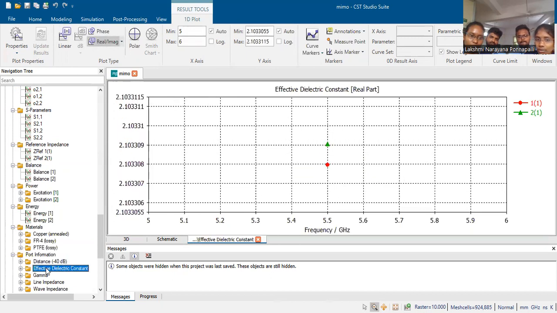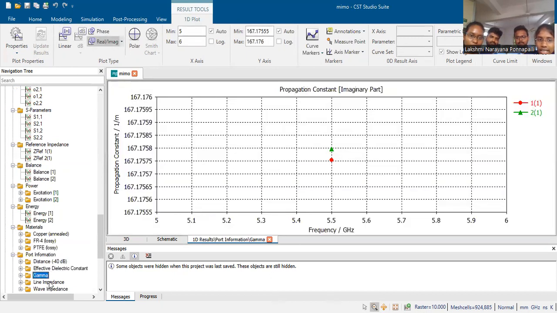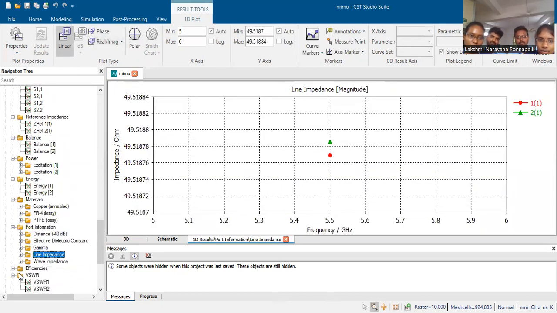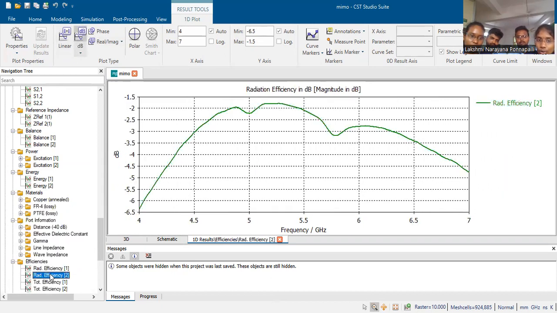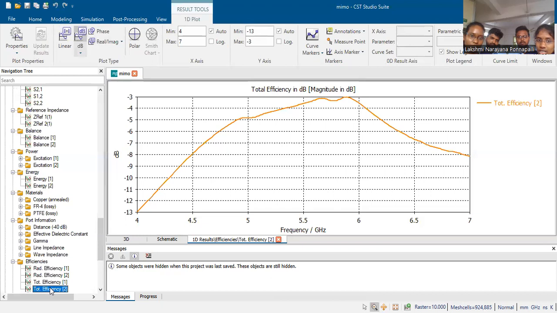This is the effective dielectric constant, like line impedance. These are the different parameters which were obtained. Here we got the efficiencies at two ports, port 1 and port 2: radiation efficiency at port 2, total efficiency at port 1, and total efficiency at port 2.